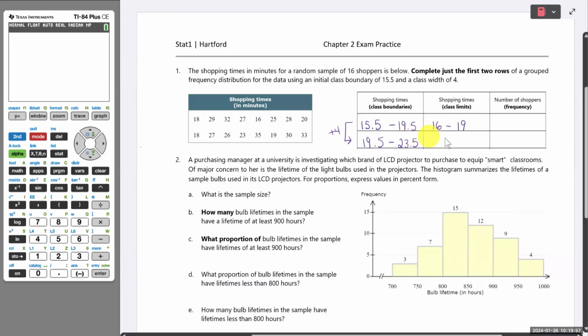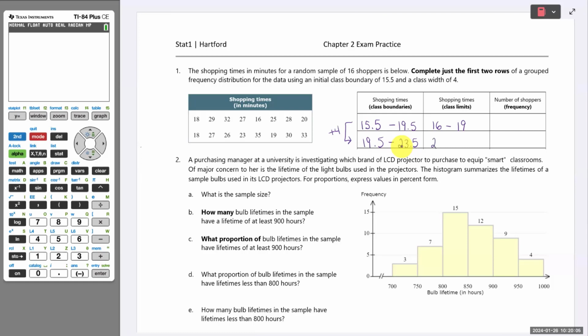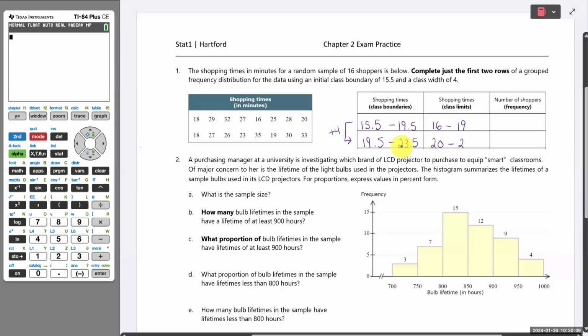All right, and then once you have those 2, you can just add 4 again, or you can go through that same process with the second class. I'm just going to add 4. So 22, 23. All right, I had to be careful there for a second. Okay, now we're ready to look at our frequencies. So we're going to do some counting, count all the shoppers that spent between 16 and 19 minutes, and all the shoppers between 20 and 23.